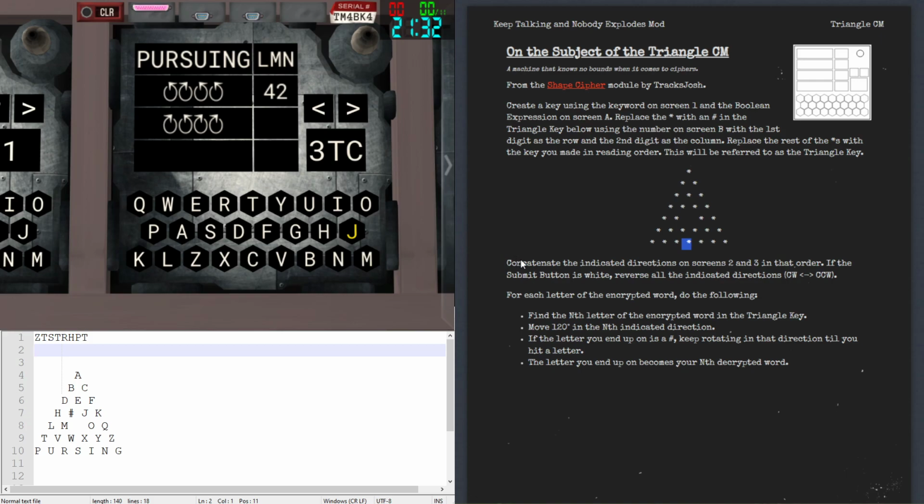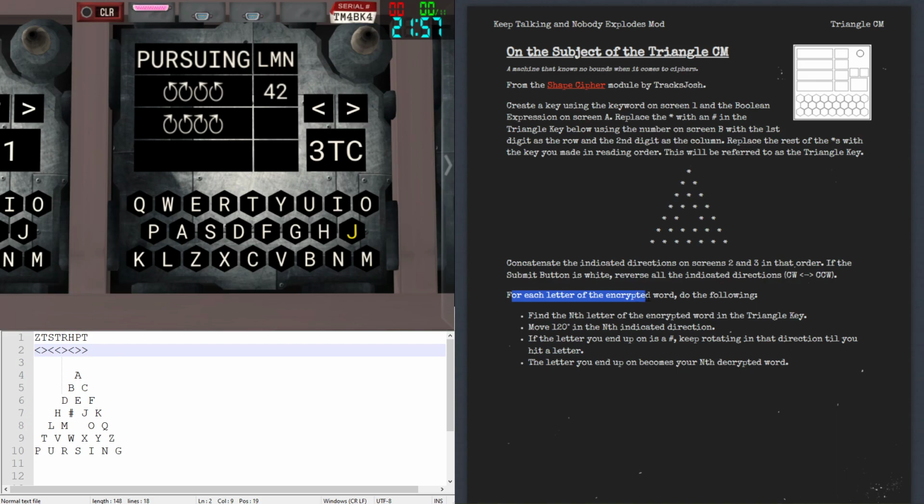So then we're going to concatenate the indicated directions like so. So we have this one: left, left, right, left, right, right. If the submit button is white, reverse all of the indicated directions, such as you would turn all lefts into rights and vice versa, or clockwise into counterclockwise and vice versa.